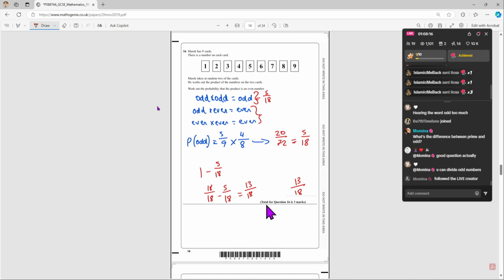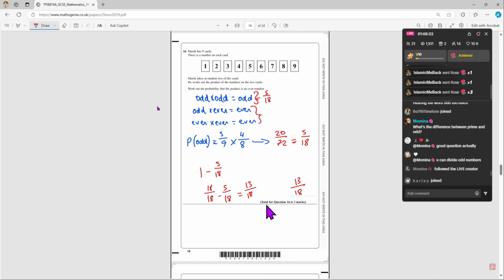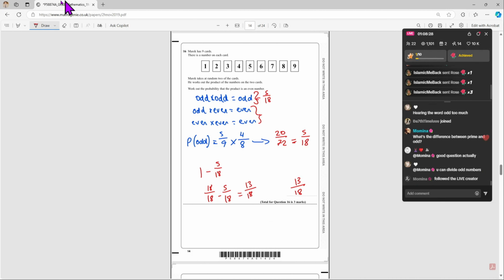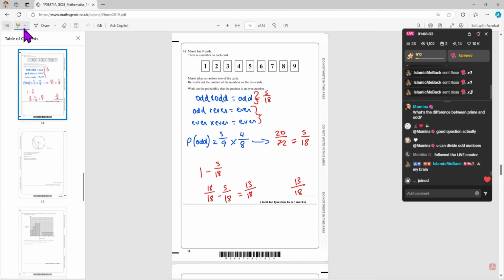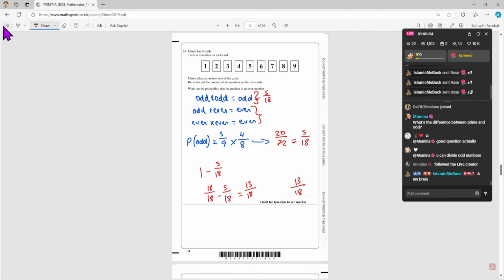So basically, prime numbers are numbers that only have two factors, 1 and itself. And odd numbers are numbers that are just odd, basically. It's the numbers that no one likes, basically. If that's the mathematical explanation. So, moving to our next question.